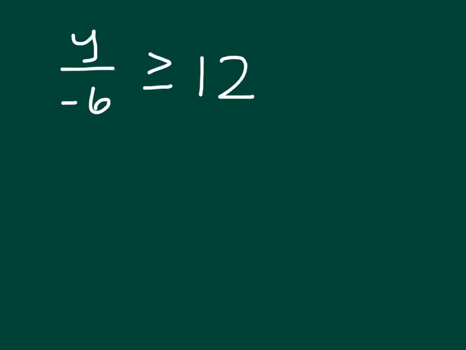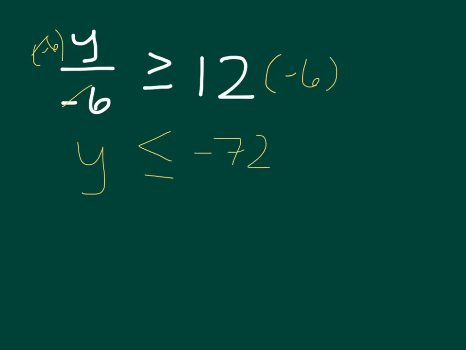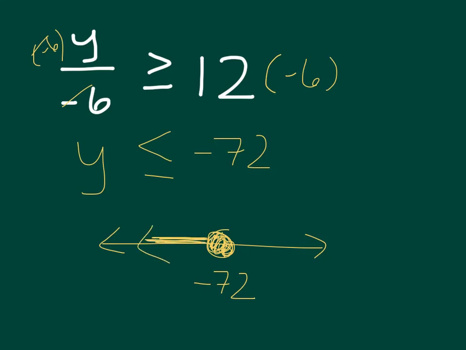Okay, in our last example, I have y divided by negative 6 is greater than or equal to 12. So I'm going to multiply both sides by negative 6. That cancels out. As soon as I say to multiply both sides by negative 6, I'm going to flip that inequality sign. And I have y is now less than or equal to negative 72. So again, I'm going to graph it, negative 72, a closed circle filled in, and y is less than or equal to that. Okay.